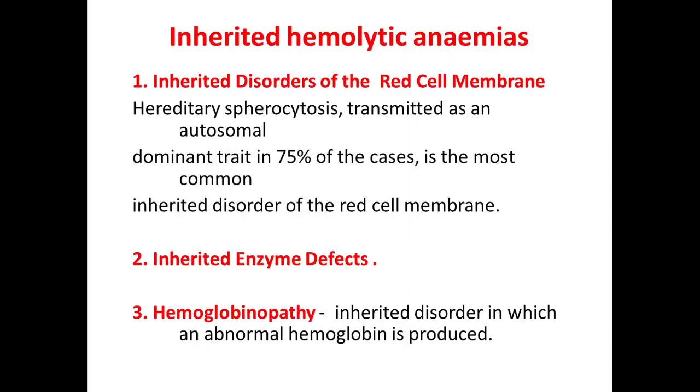Inherited hemolytic anemias are divided into three groups. Inherited membranopathia, this is the disorder of the red cell membrane. Inherited enzymopathia, this is the defect of enzymes inside the erythrocyte cytoplasm. And inherited hemoglobinopathia. This is the inherited disorder in which an abnormal hemoglobin is produced.